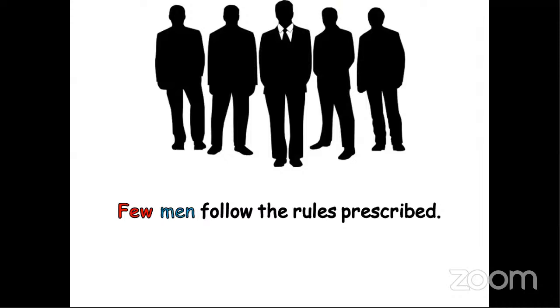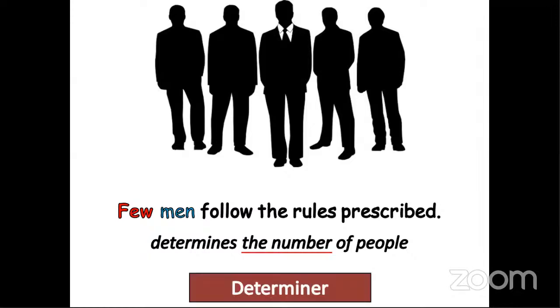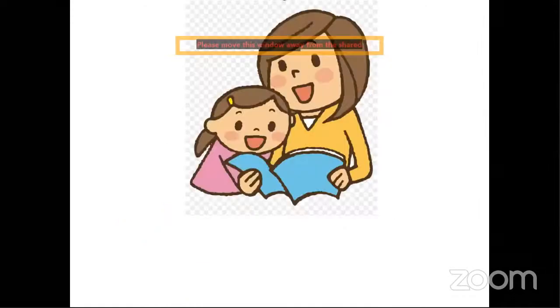Okay, let us see this example now. Few men follow the rules prescribed. Now in this sentence, few determines the number of people. We do not know the exact number of people. It is giving us an idea of an indefinite number of people. Few here is acting as a determiner because it is determining the number of people, and it is specifying the noun men. So few is also a determiner over here. Let us see one last example here.